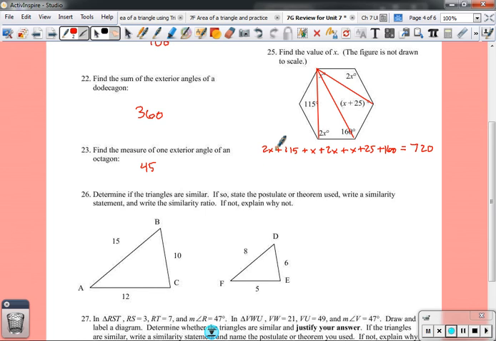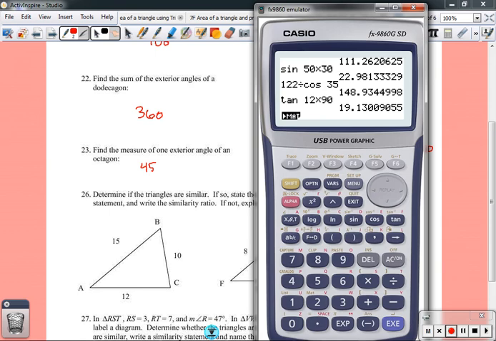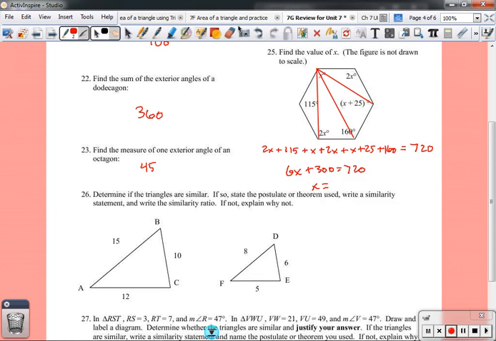I'm going to combine all my like terms, so I have 2x, x, 2x, and x, so that's a grand total of 6x. And then 115 plus 25 is 140, plus 160 is 300. Check my math here. 115 plus 25 is 140, plus 160 is 300, equals 720. I'm going to subtract 300 from both sides to get 420. 6x equals 420. There's that. 70. All right, so x equals 70.